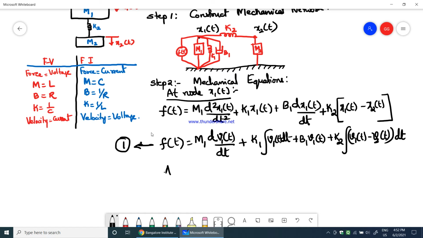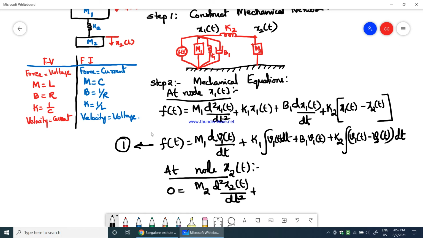Now at node x2 of t, what do we get? At node x2 of t, we have only two components, one is m2 and the other one is k2. Therefore, the total force applied at node x2 of t is 0 equals m2 into d square x2 of t by dt square plus k2 into x2 of t minus x1 of t. So these are the only two components connected at node x2 of t.